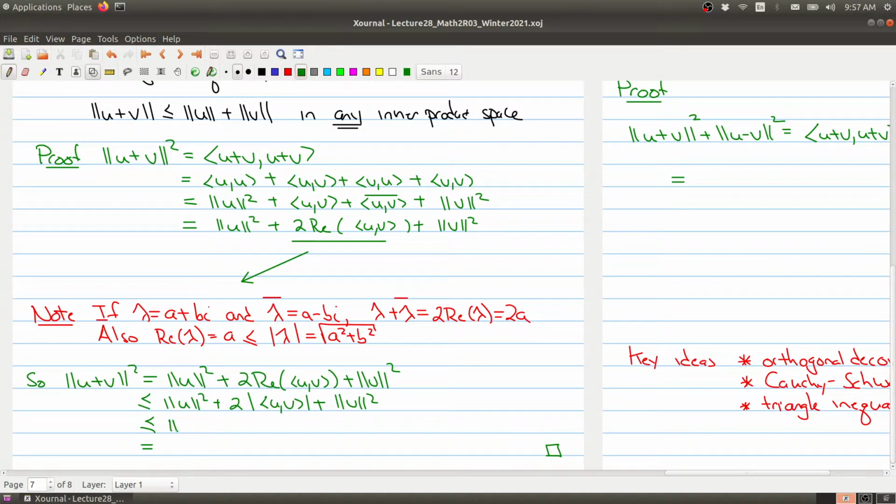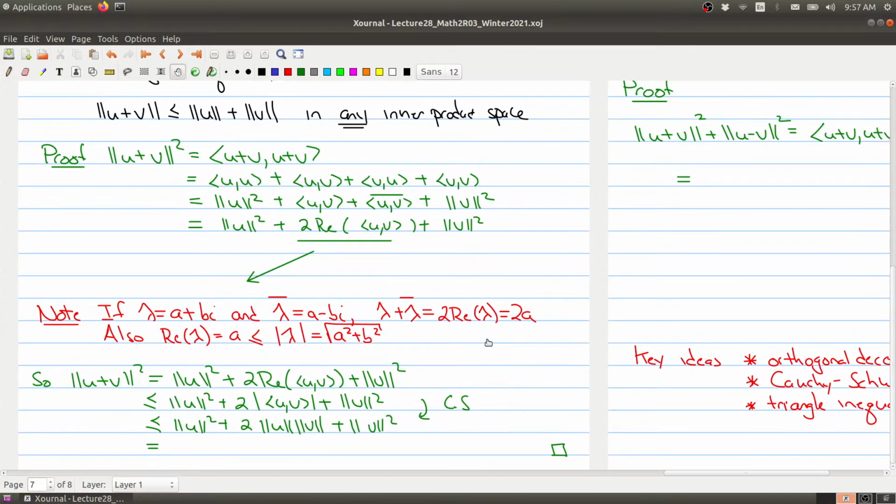Right, so this is less than or equal to the norm of u squared plus 2 times the norm of u times the norm of v plus the norm of v squared, right? So here I'm using Cauchy-Schwarz. I'm comparing this quantity with this quantity.